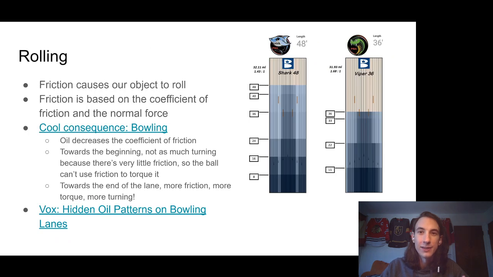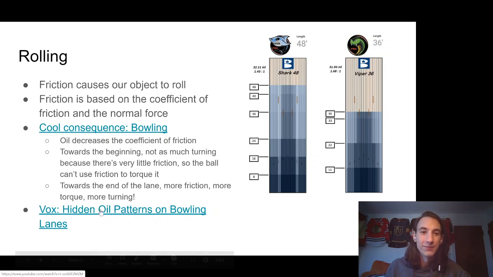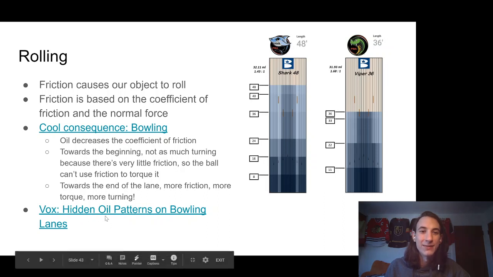And this is just kind of a quick little side thing, but it's kind of cool to think about. So friction is going to cause our objects to roll, and friction, we said, is based on the coefficient of friction and the normal force. So a cool consequence of this is bowling. Back in the days when we used to be able to bowl, this is something that I totally didn't know about until I watched this cool Vox video. I'm not going to make you watch it, but it's really cool if you're interested. Hidden oil patterns on bowling lanes. It's a very cool video.